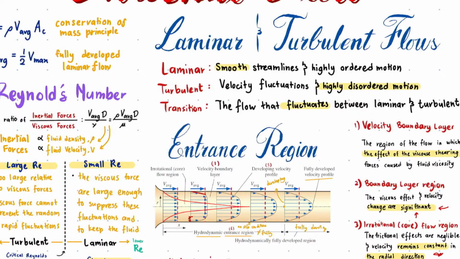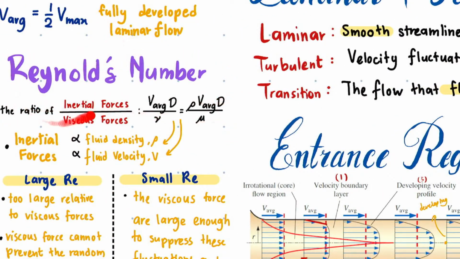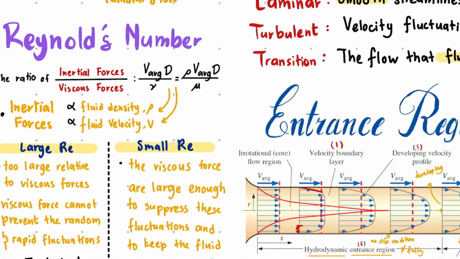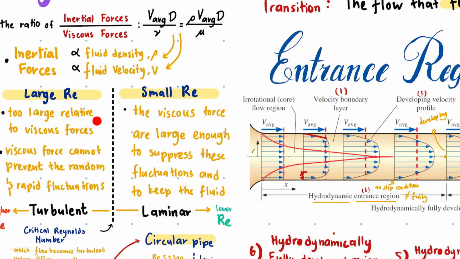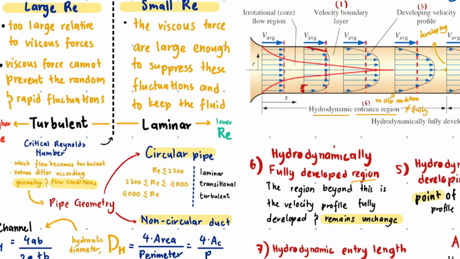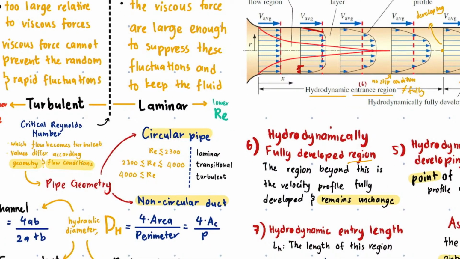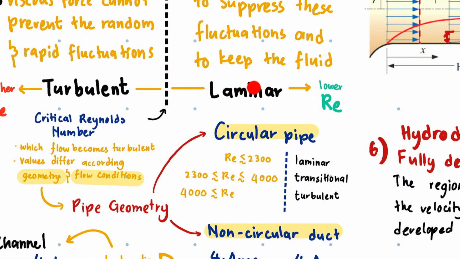Let's see. First of all, we should go see the Reynolds number. So the Reynolds number is the ratio of inertial forces over viscous forces. If the Reynolds number is large, it means that the inertial forces are too large relative to the viscous forces. If it's small, the viscous forces are large enough to suppress the fluctuations and keep the fluid laminar. So the lower the Reynolds number, the more laminar. The higher the Reynolds number, turbulent. So what is this fine line between laminar and turbulent? We call this fine line the critical Reynolds number.